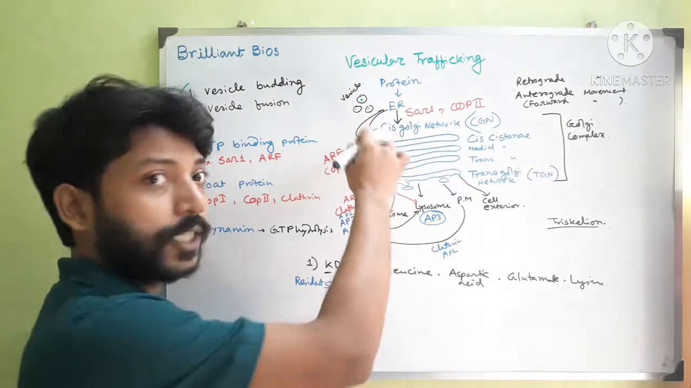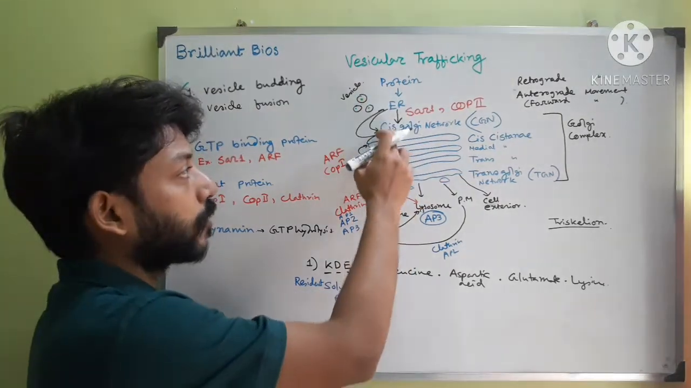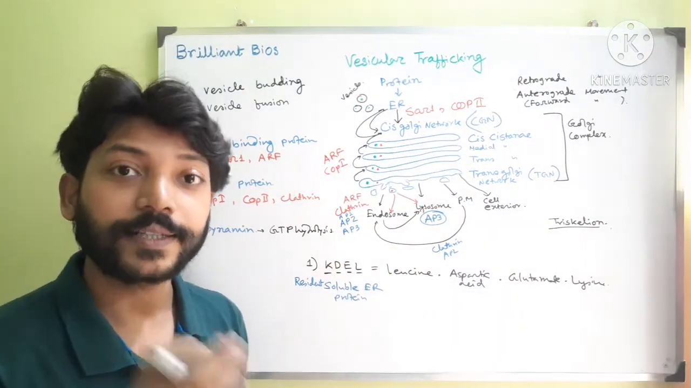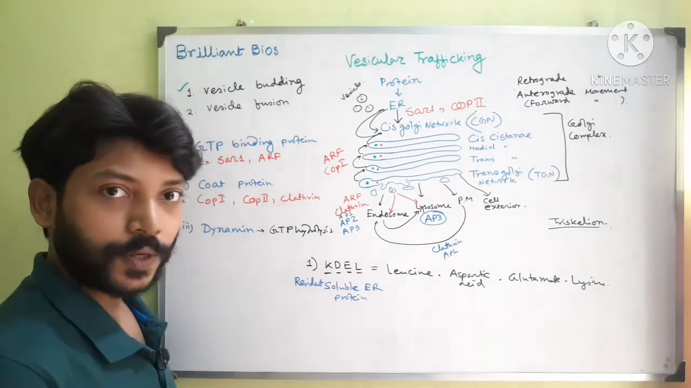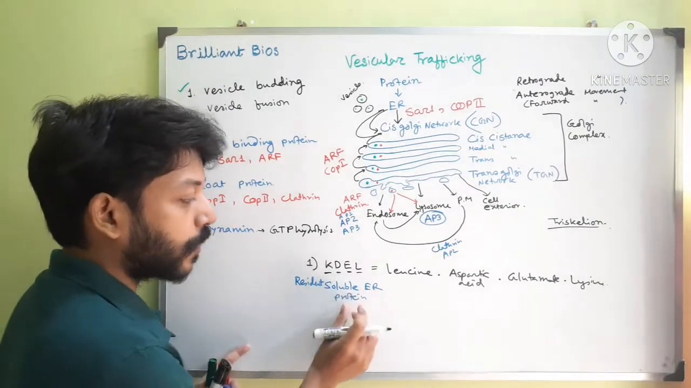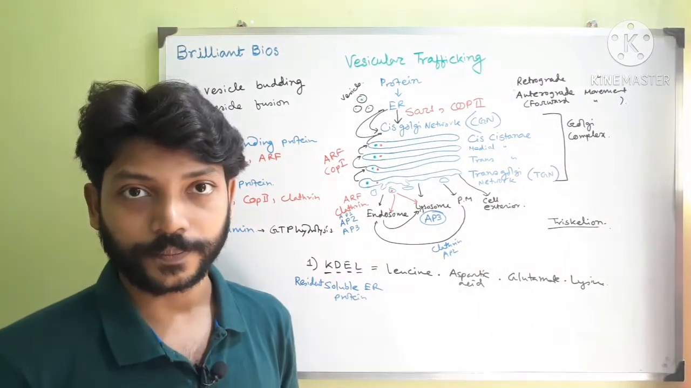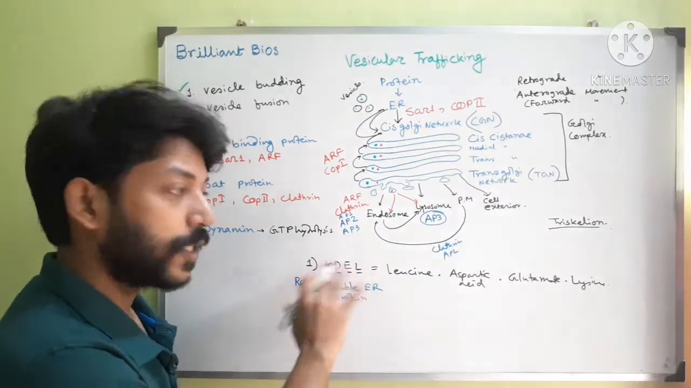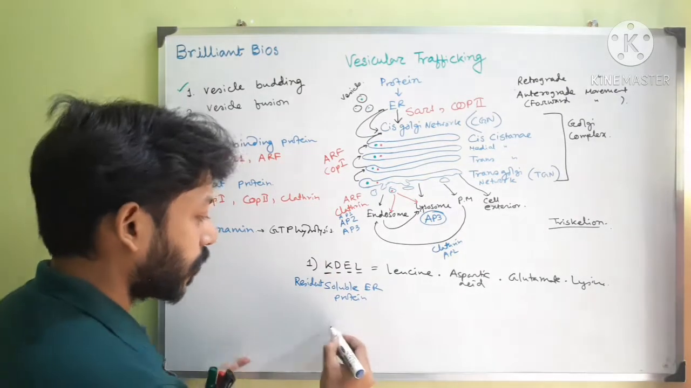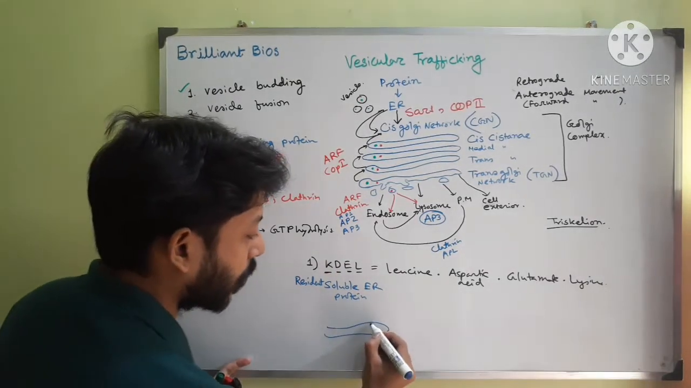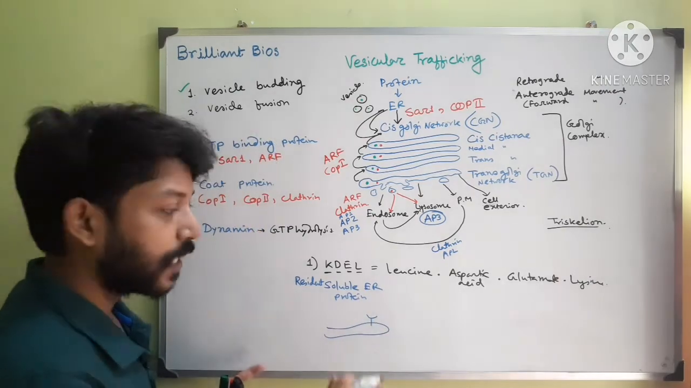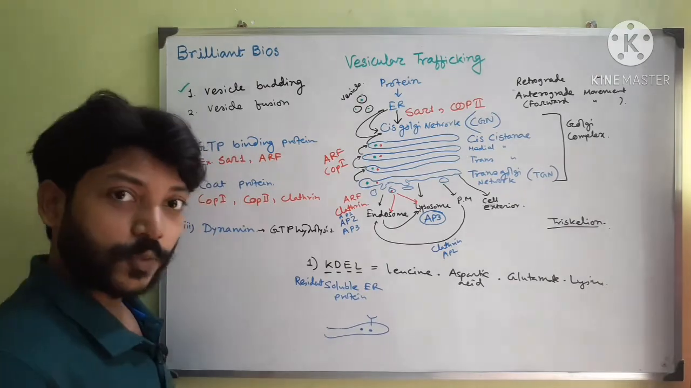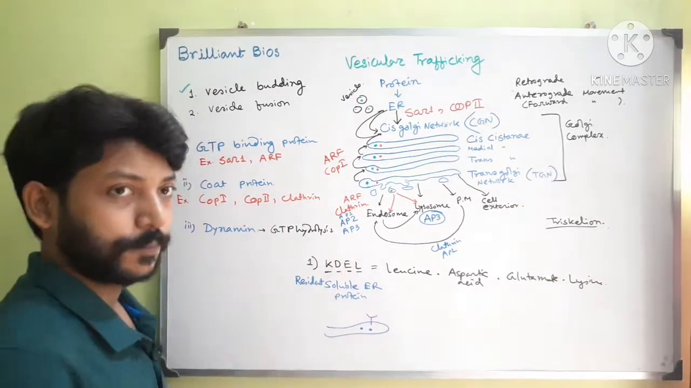But if it is wrongly sorted into the cis-Golgi network or the Golgi complex, then it should be retrieved. And there is a signal sequence called KDEL. Only these resident soluble endoplasmic reticulum proteins have this sequence. The resident membrane-bound ER proteins don't have this KDEL. Membrane-bound proteins are membranous. Let's assume this is the endoplasmic reticulum. If the protein is membrane bound, then it doesn't have KDEL. Those proteins present inside the endoplasmic reticulum in soluble condition have KDEL.